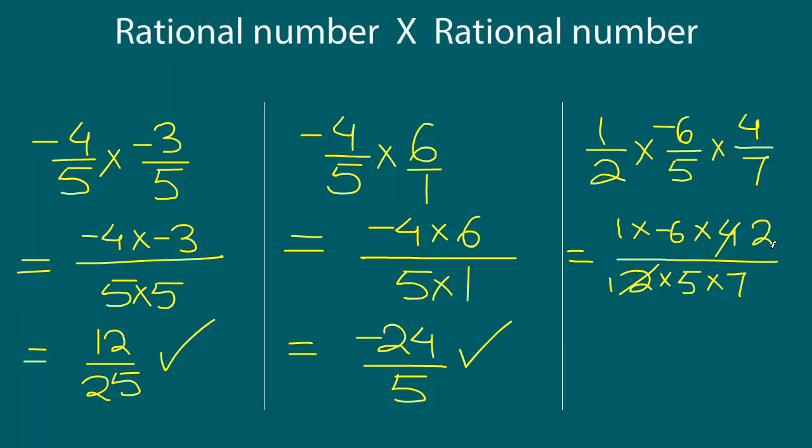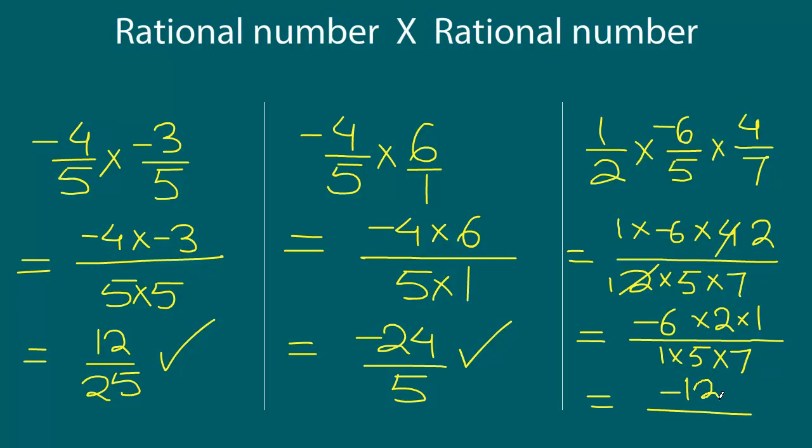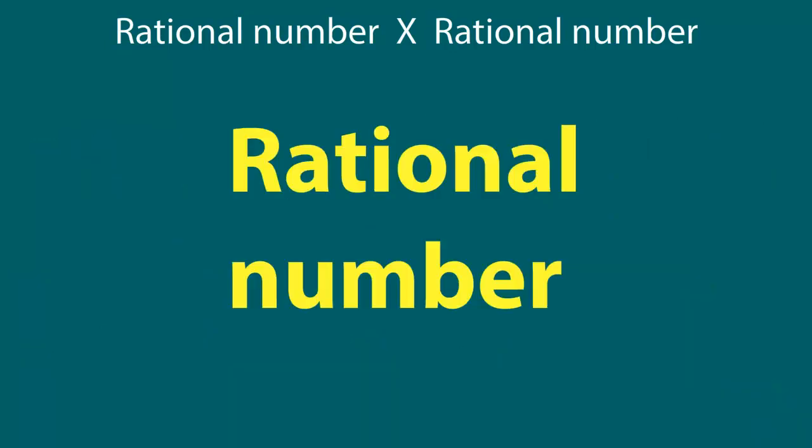2 1s are 2, 2 2s are 4. So our numerator now looks like minus 6 times 2 times 1. Let's write that. Let's not forget this. And the denominator is simply 1 times 5 times 7. So if you actually do the multiplication, this is 2 and 6 2s are 12, minus 12 in the numerator, and the denominator is 35. 35 times 1 is 35. So again, we have a rational number. So what we see is that whenever we multiply any rational number with another rational number, we will always get a rational number.